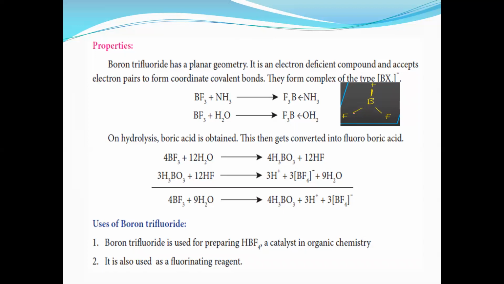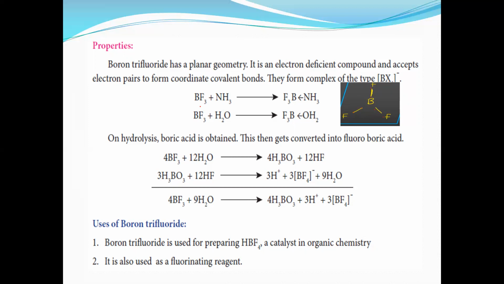So how many electrons are involved in the bonding? 1, 2, 3, 4, 5, 6. So totally 6 electrons only involved in the bonding. So this compound does not satisfy the octet rule. So only we call it as the electron deficient compound.